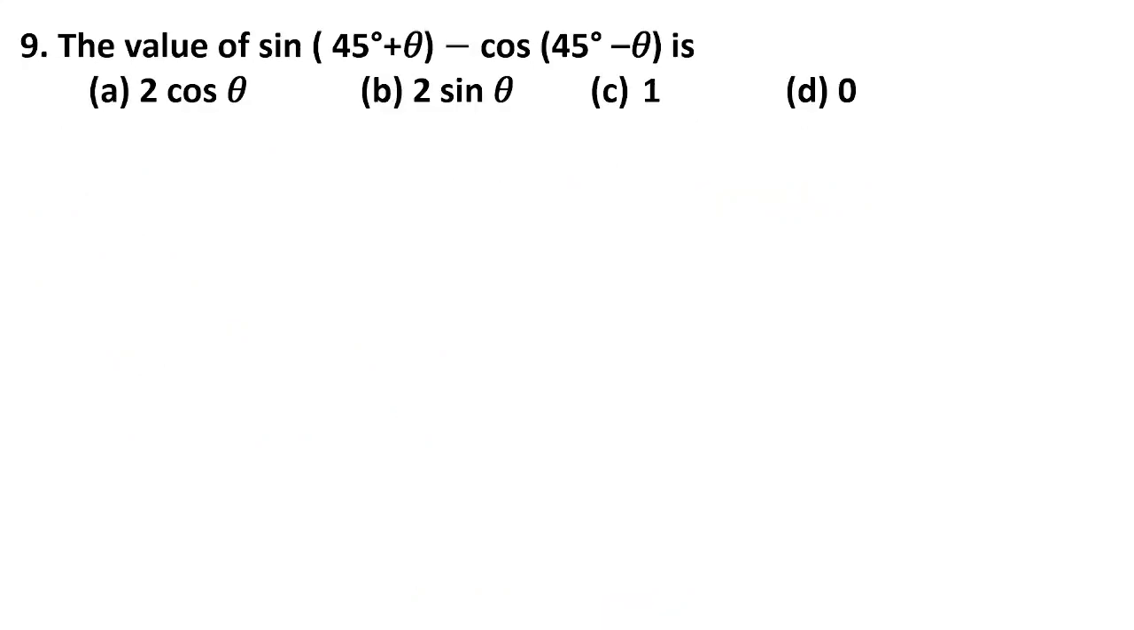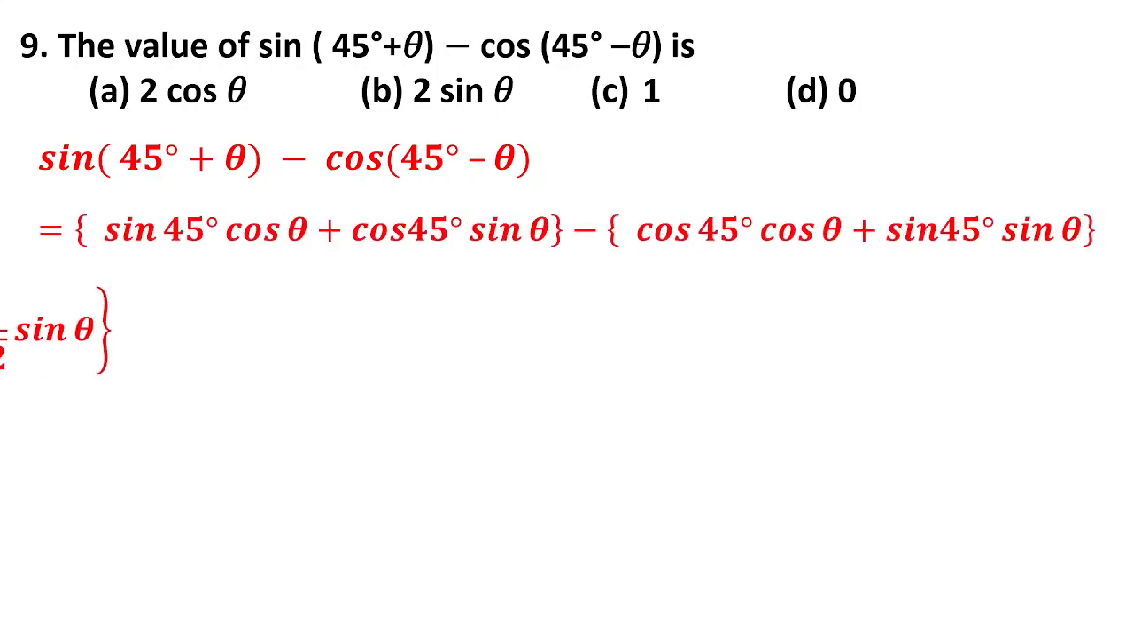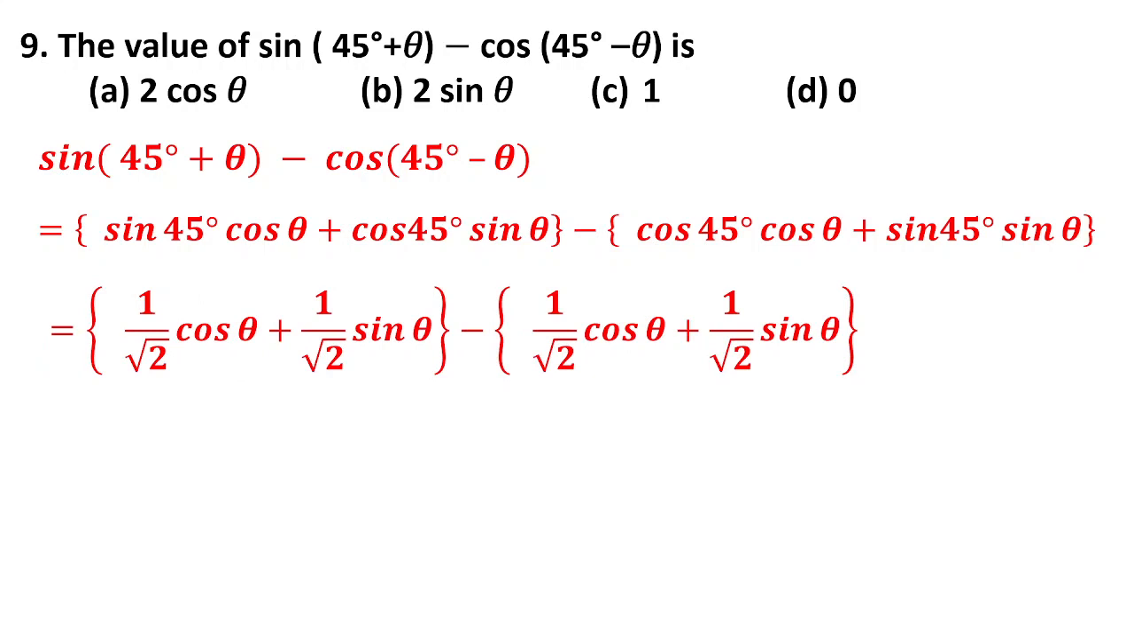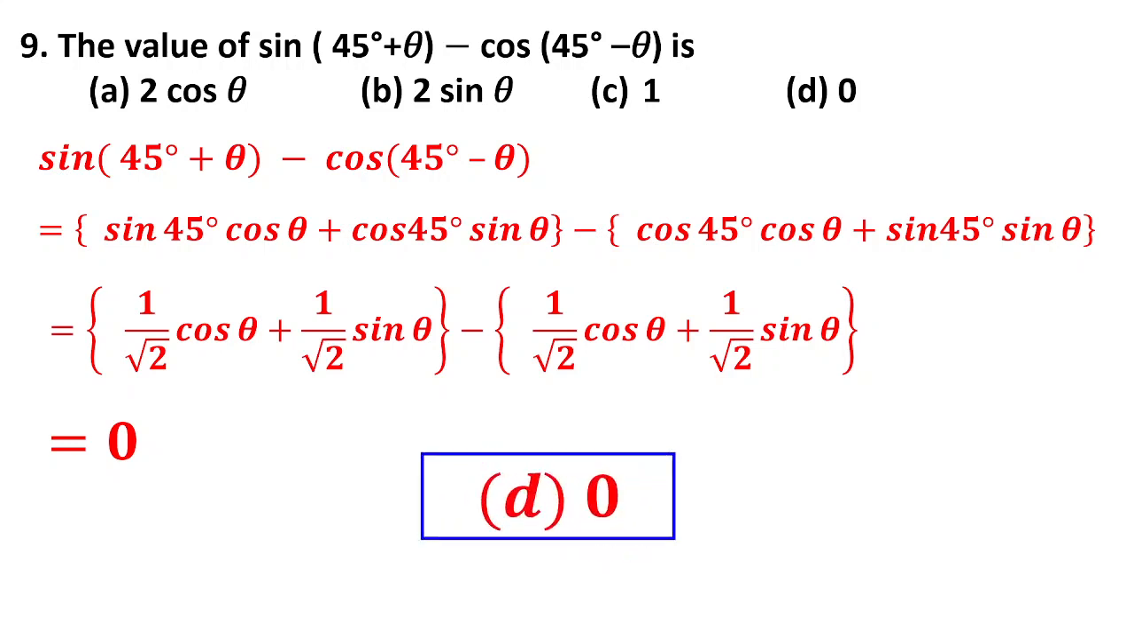Question number 9. We are going to find the value of sin of 45 plus theta minus cos of 45 minus theta. Let us use the formula directly, sin of x plus y and cos of x minus y. We know that sin 45 is 1 by root 2. Cos 45 is also 1 by root 2. Expand the bracket, everything will get cancelled. You will get 0. Then the answer is D, 0.